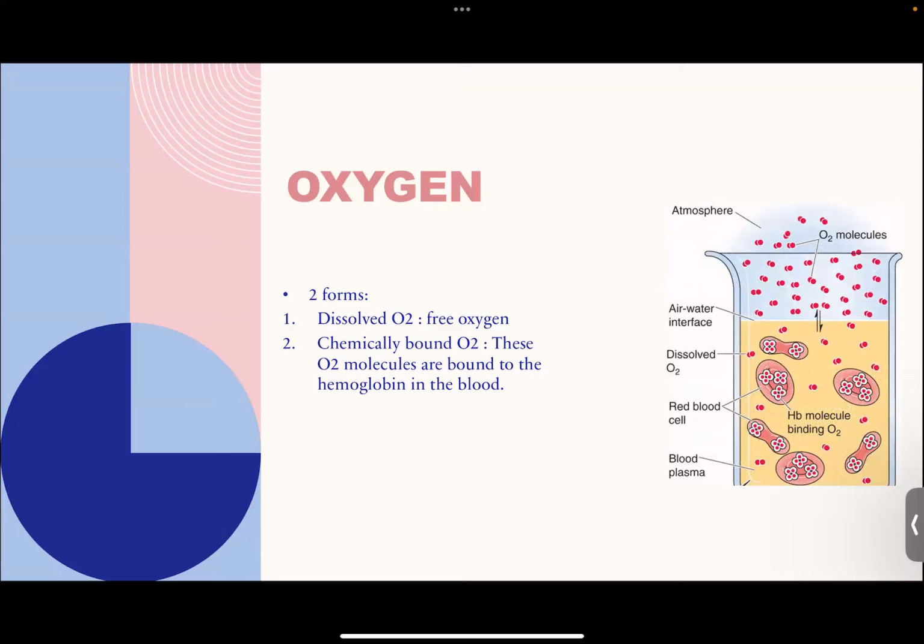So you have these little red dots, right? You see these. These are all the free molecules. And this is a red blood cell with hemoglobin. And these tiny little dots are just the oxygen molecules bound to it.